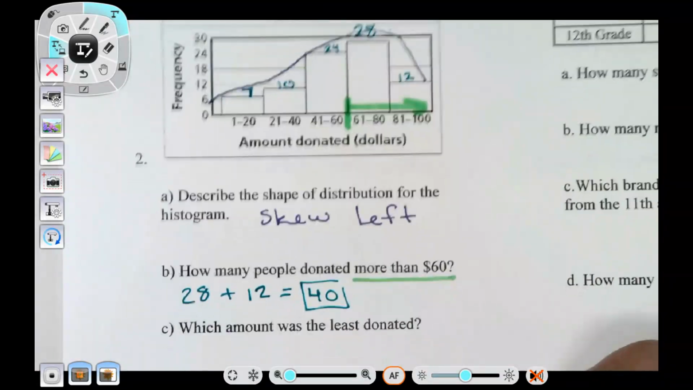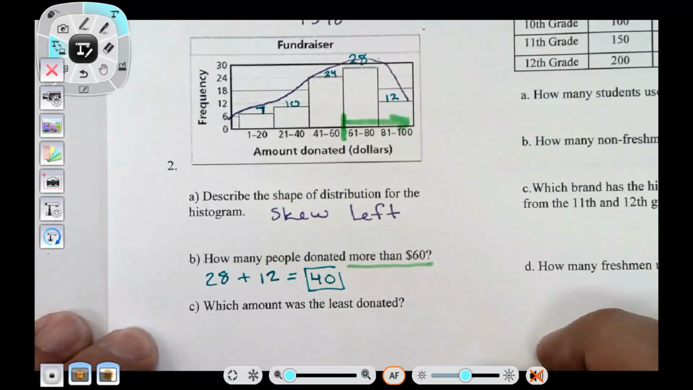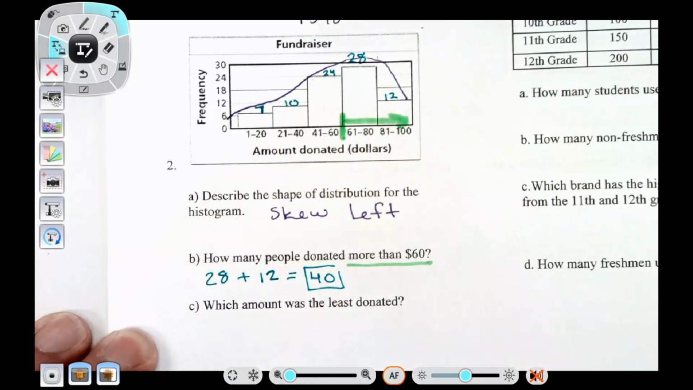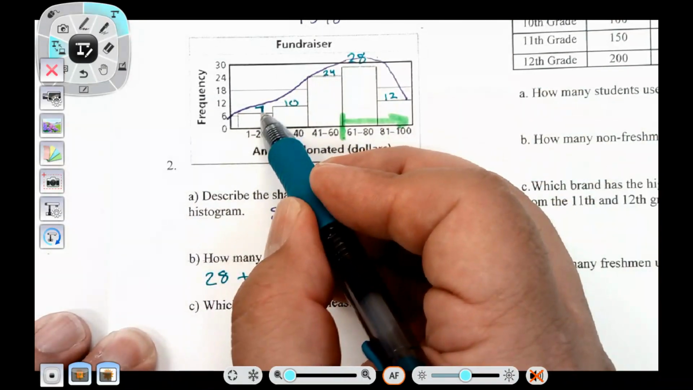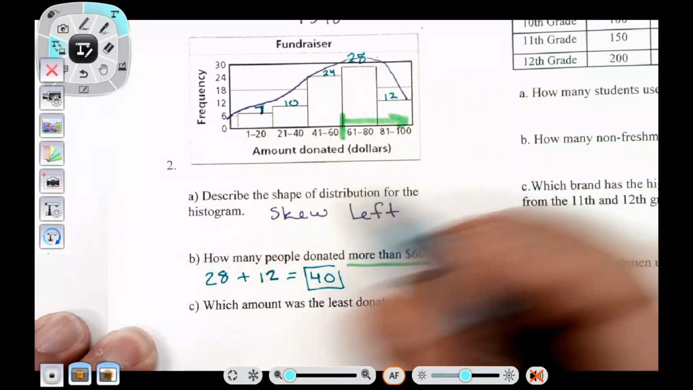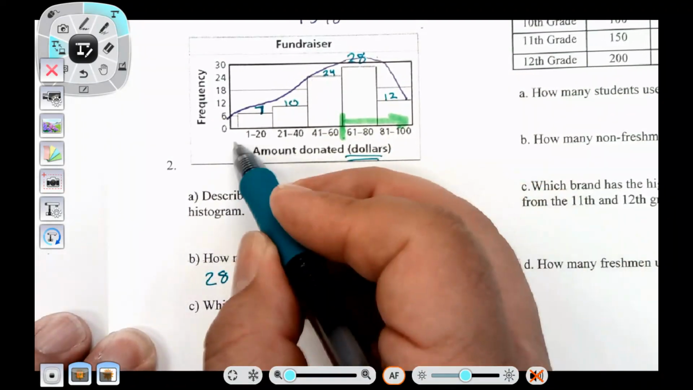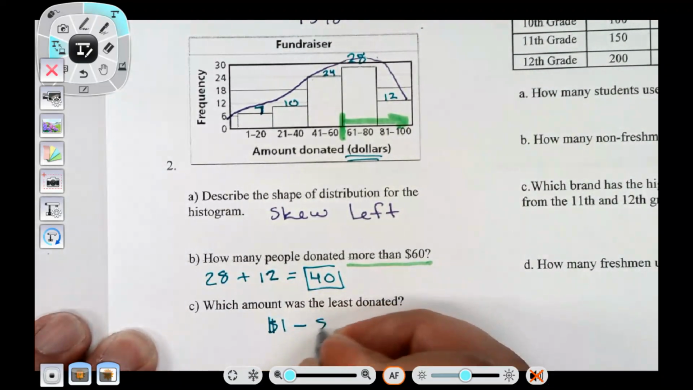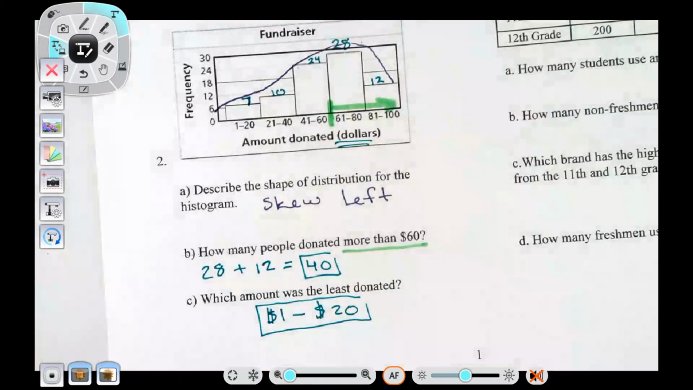And then finally, the last little question on this, which amount was least donated? Well, amount donated, that means one of these groups here. So I just have to give a group. And it says this is the smallest number, 7. So the smallest amount people donated was between $1 to $20. That would be the least amount donated for the entire thing.